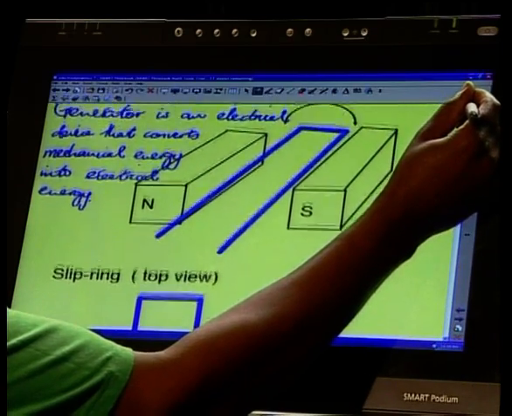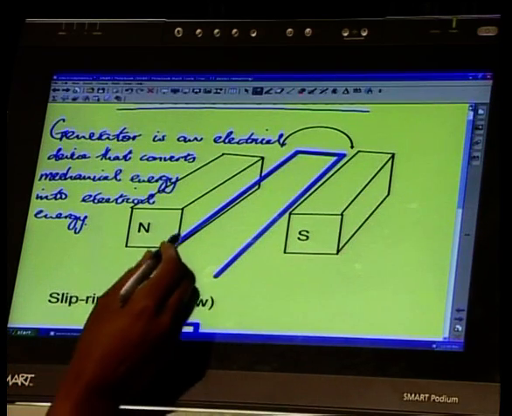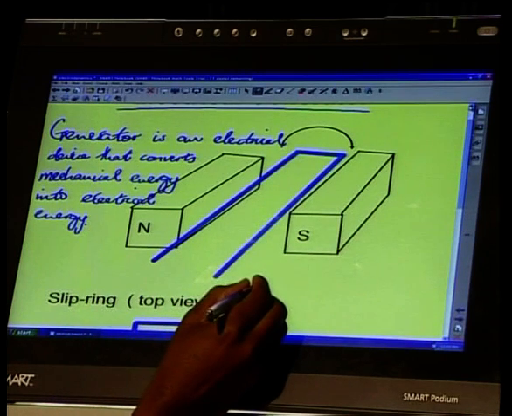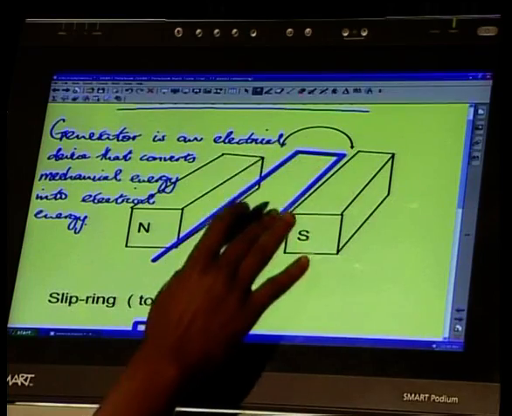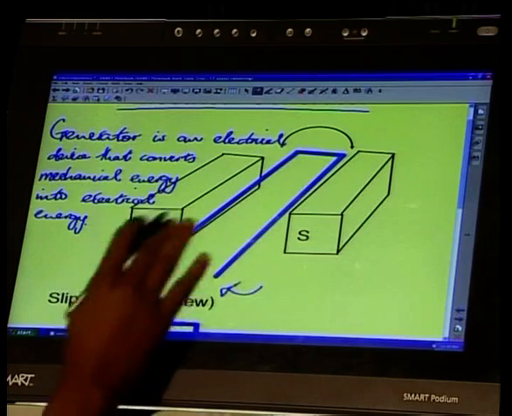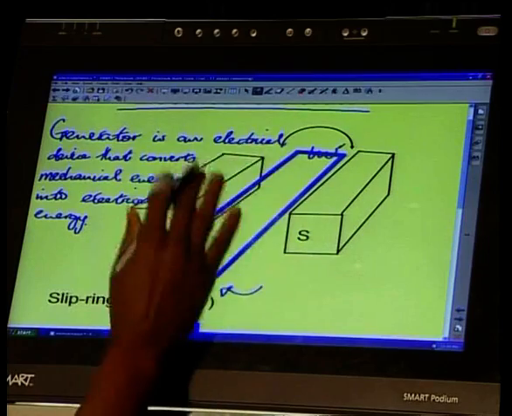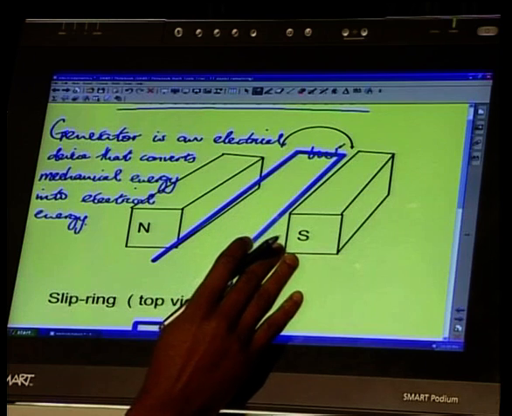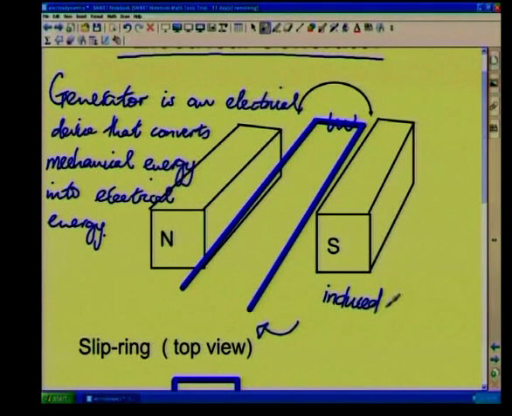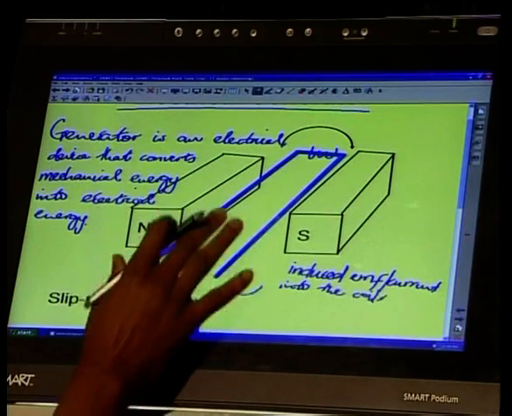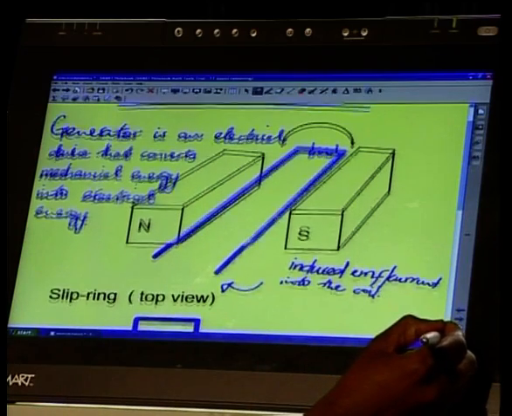Now, if you look at the setup, it is more or less the same thing, but instead of bringing in current or a potential difference in the form of a battery, you don't do that. You actually use mechanical energy to turn this coil inside the magnetic field, so that you have what we call an induced EMF or induced current in the coil. When you move the coil within the magnetic field, you get current induced onto that coil or conductor.